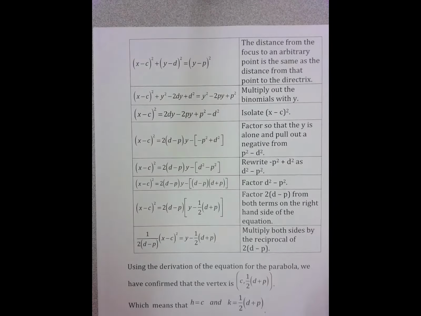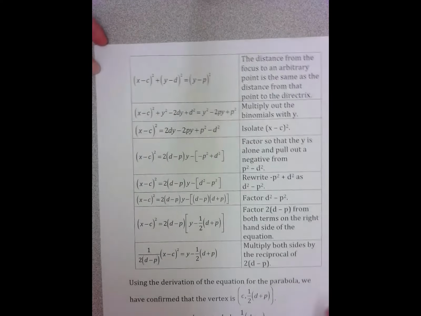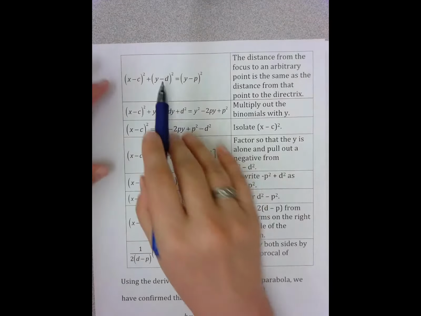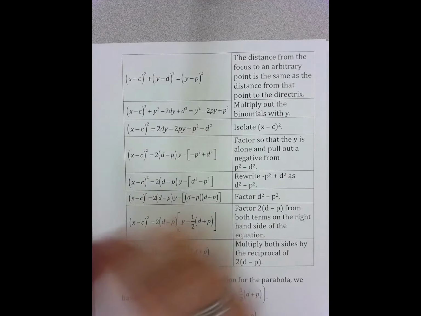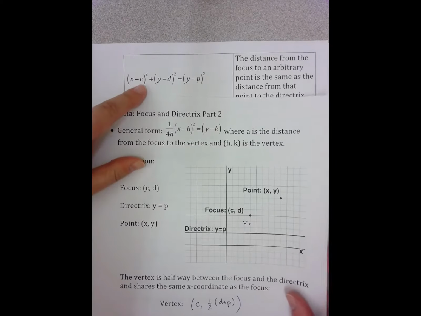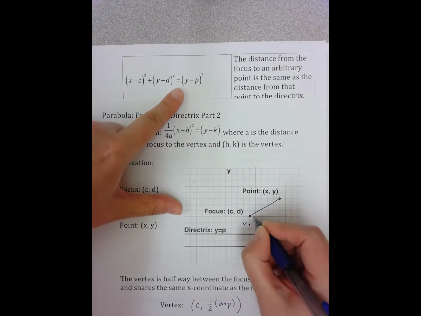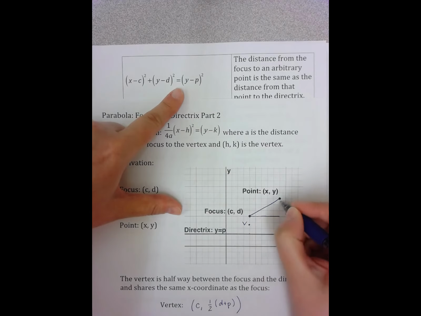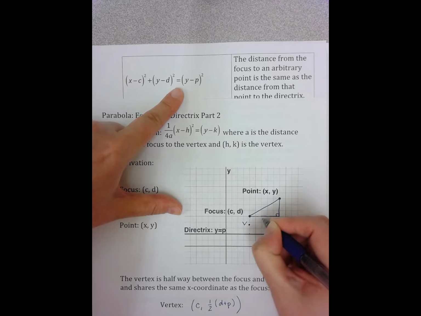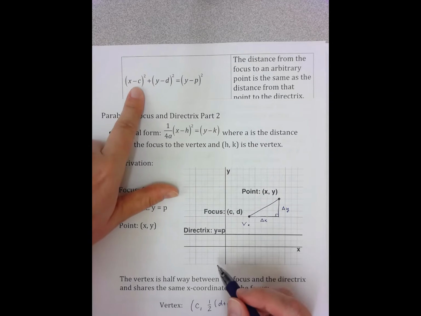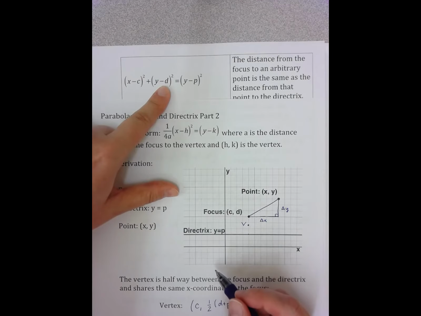For our derivation, we're first going to start off by setting up the equation of distance. So we have the distance between our arbitrary point and our focus. That's this distance right here. You remember we make that lovely right triangle. I have my change in x and my change in y. There's my change in x. There's my change in y.